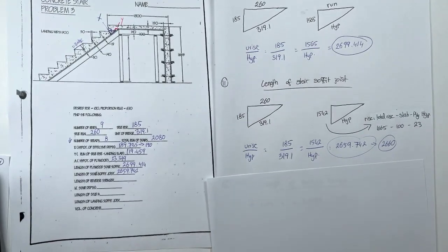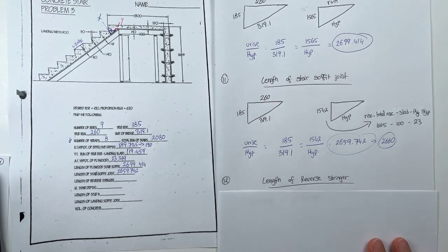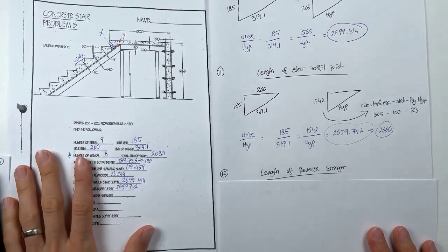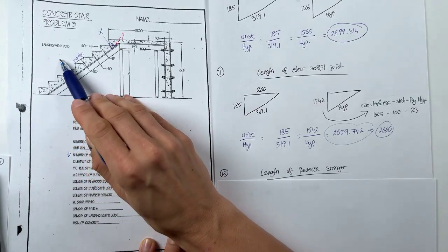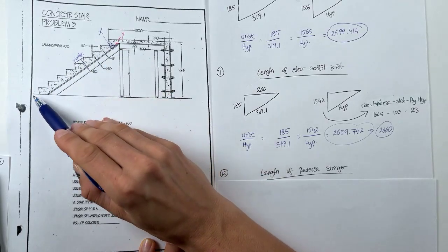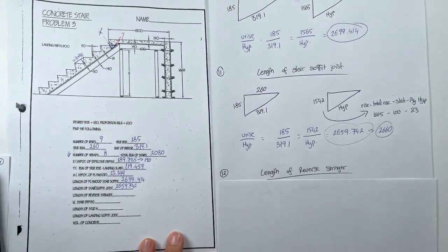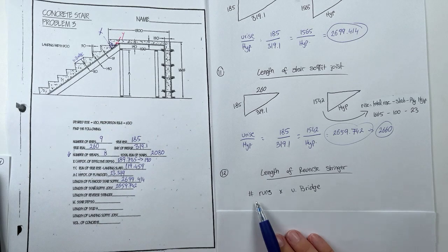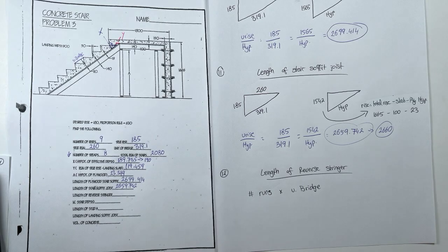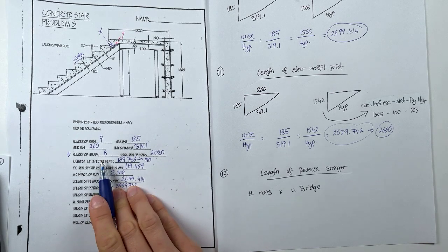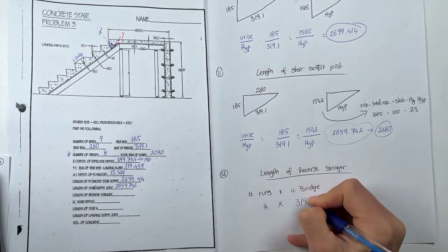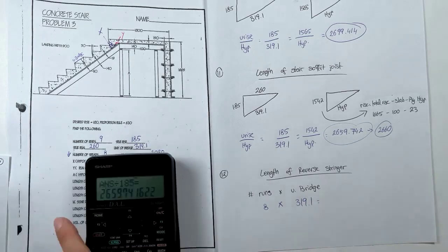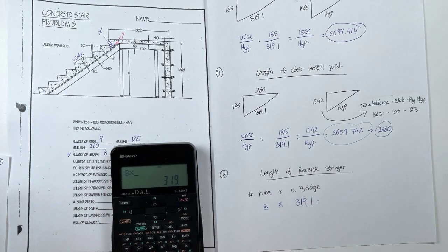Okay, next. The length of the reverse stringer. So the stringer that is out of wood that you will be cutting that basically lives above your concrete stairs and gives it the shape, we need to find out how long that is. We find that by taking the number of runs and multiplying that by the unit of bridge. So number of runs, we have 8 times unit of bridge, 319.1. 8 times 319.1.